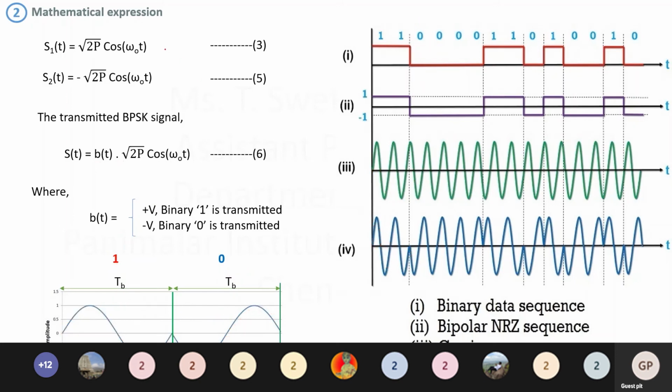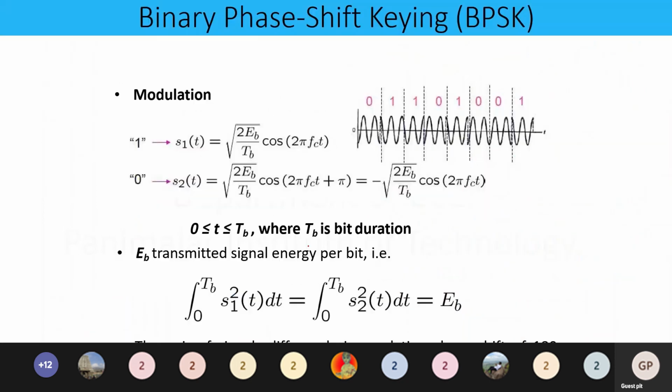In BFSK, for logic 1 and logic 0 we used two different frequencies. For phase, we use a single carrier, but the phase varies. That is called BPSK, binary phase shift keying. And the formulas related to it, as you can see, differ. The energy per bit is different for both data values. Here we have plus 0 degrees, and here plus 180 degrees.